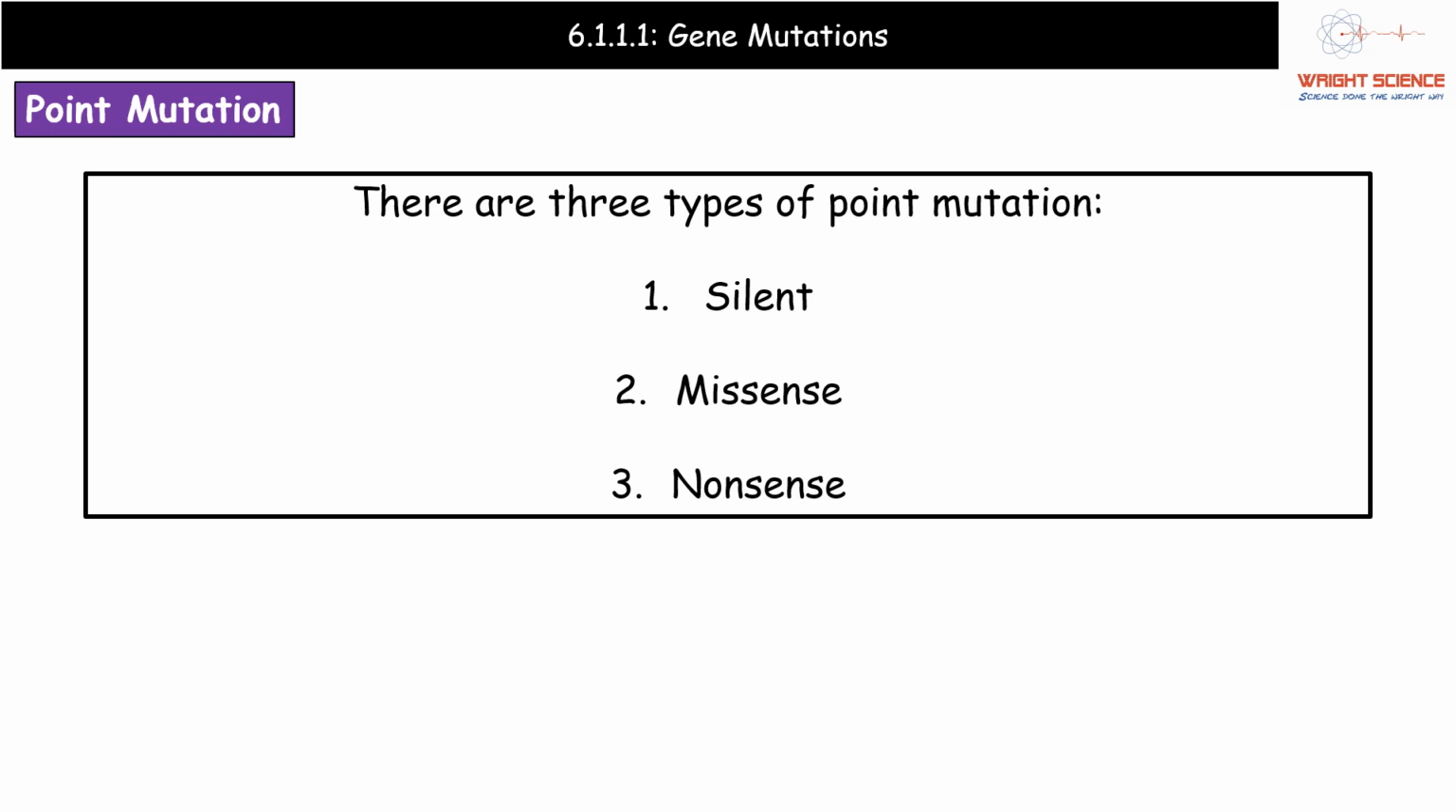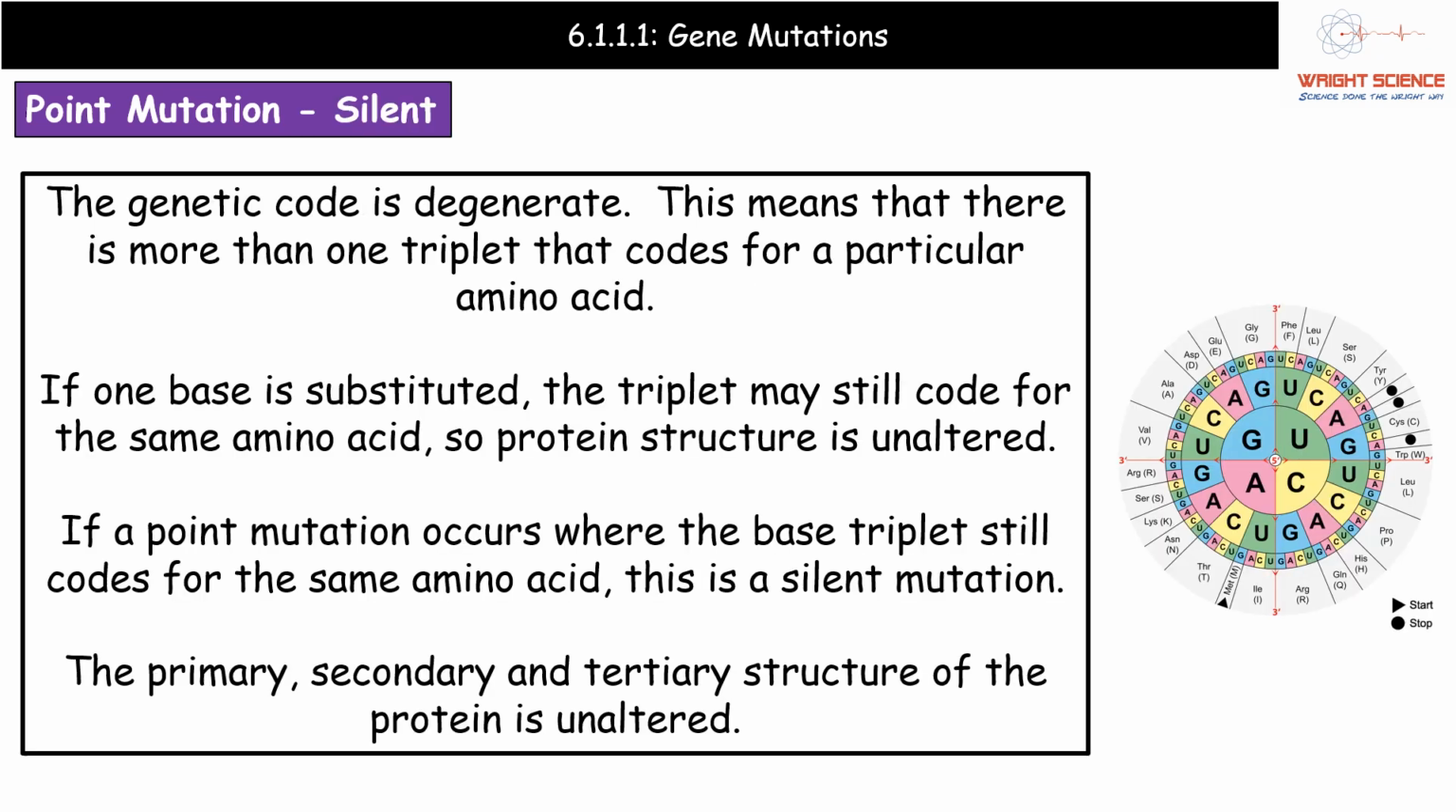Let's start off with the point mutations first of all, and these point mutations are one of three types: silent, missense, or nonsense. Let's start off with the silent point mutation then. Before we delve into what this is actually going to mean, we need to understand this word degenerate. When we're talking about the genetic code, we can describe it as being degenerate. When we use that phrase as far as the genetic code goes, this just tells us that we've got more than one triplet code that is able to code for a particular amino acid.